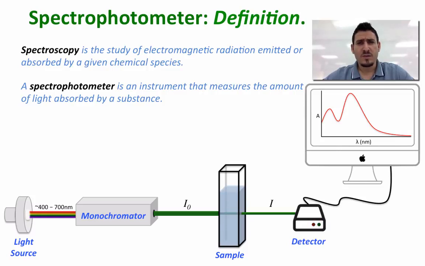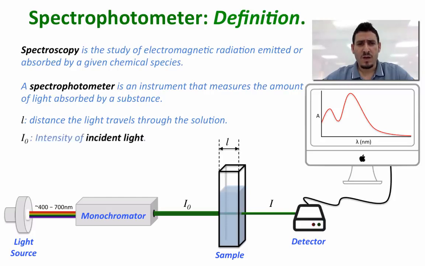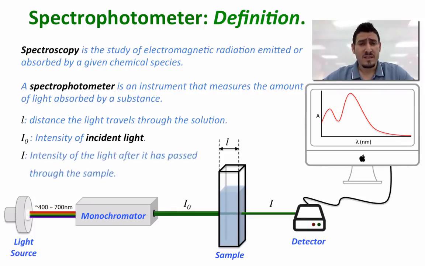Now, things to take into consideration when we do this measurement are the length of the cuvette. So L is the distance the light travels through the solution. And also I0, which is the intensity of the incident light before hitting the sample. And finally I, which is the intensity of the light after it has passed through the sample. Now, how can we use I0 and I?